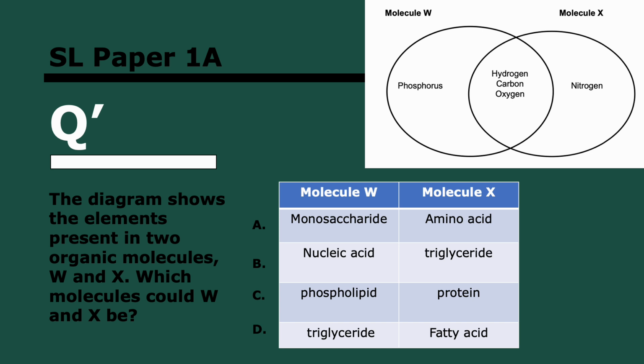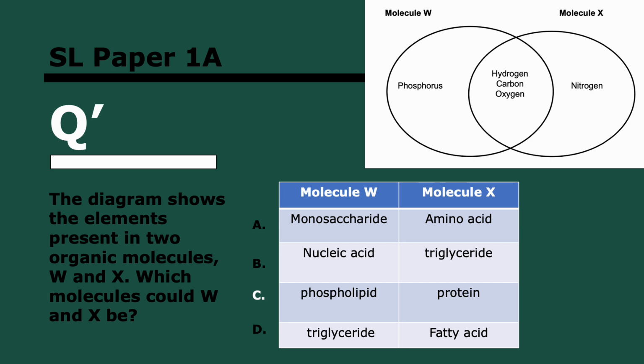So the multiple choice. Starting off, the diagram shows the elements present in two organic molecules, W and X. Which molecules could W and X be? What we're gonna do is, you might know the format by now if you've watched other videos, I'm gonna count down from 3, and you can pause there and think about it, but I'm just gonna do that so that the video is quick and we can move through the papers quickly. So 3, 2, and 1.